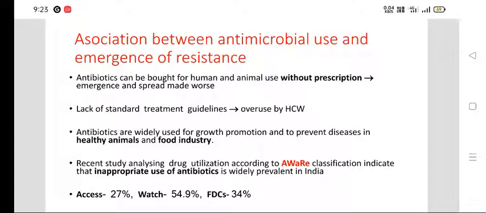So what is this AWaRe classification? 27% are categorized under the access category, meaning they are easily accessible. 54.9% come under the watch category. Of that, 34% are FDCs, antimicrobial agents that come as fixed dose combinations. So the AWaRe classification will show you the inappropriate use of antibiotics.